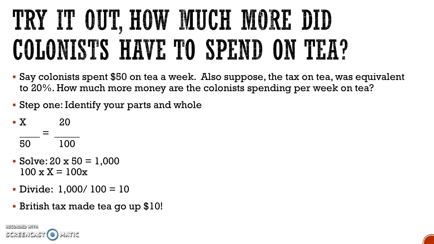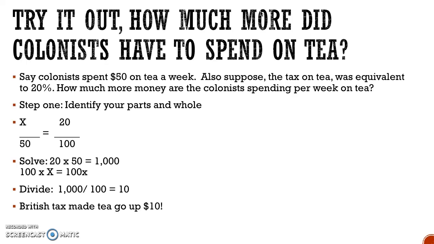Now these are both just supposed numbers. I'm not saying that they necessarily spent $50 a week or the tax was 20%, but this is just for an example. So step 1 is to identify your parts and whole. So say the colonists spent $50 on tea a week. Also suppose the tax on tea was equivalent to 20%. How much more money are the colonists spending per week on tea?